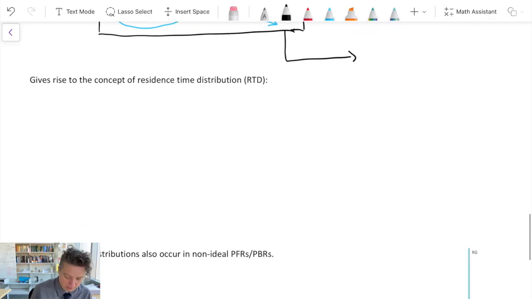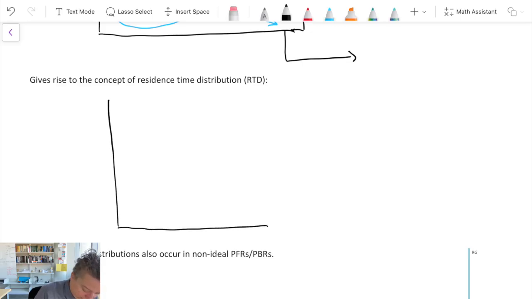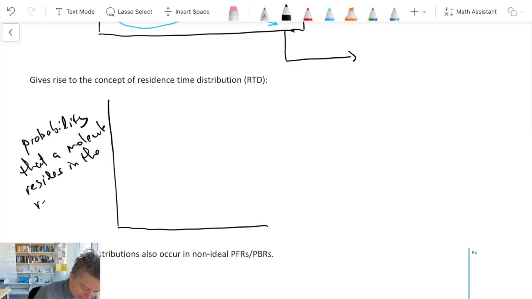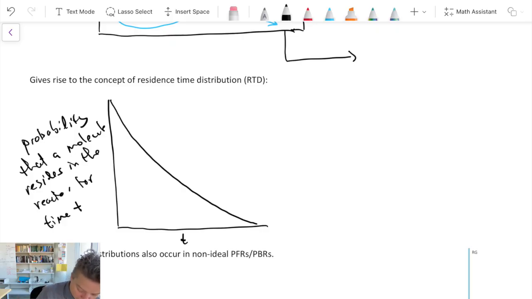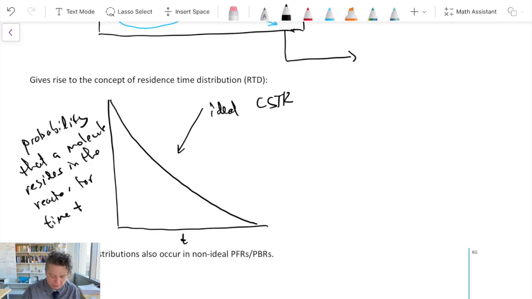What this looks like is we can plot the probability a molecule resides in the reactor for time t versus t. For an ideal CSTR that looks something like this. It's an exponential decay function, and so it goes on for infinity. I just haven't drawn it like that.